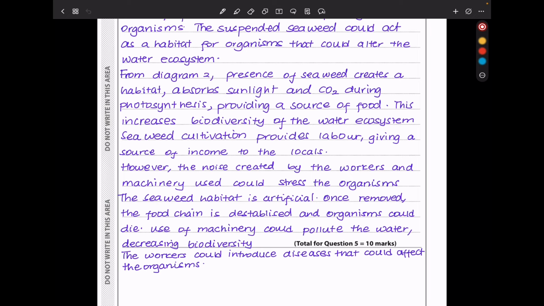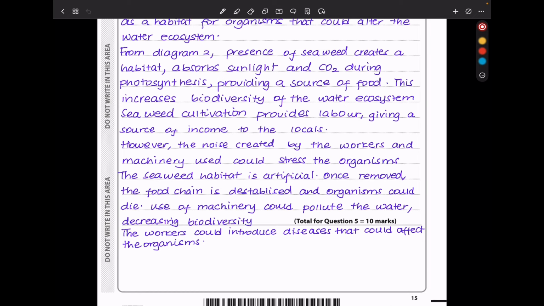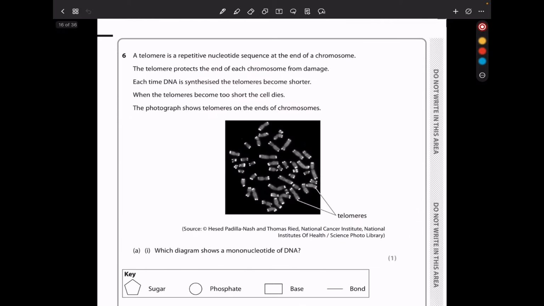However, the noise created by the workers and machinery could stress the organisms. Seaweed habitat is artificial, and once removed, the food chain is destabilized and organisms could die. Also, the use of machinery could pollute the water, decreasing biodiversity. The workers could also introduce diseases that could affect the organisms. So this brings us to the end of question 5. Let's continue to question 6.